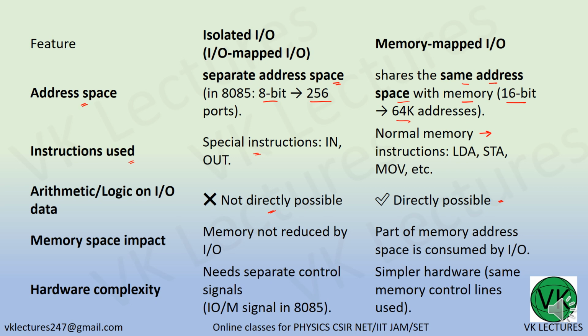Memory space impact: since isolated IO has separate address space, memory space is not reduced by IO. Part of the memory address space is consumed by IO in the case of memory mapped IO. Isolated IO needs separate control signals, while memory mapped IO does not need them; it's similar hardware, and the same memory control lines are used.